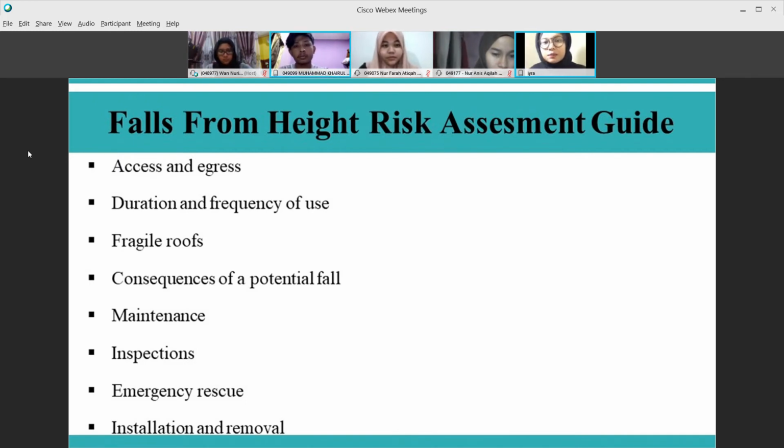From the risk assessment guide, we have here 7, which is access and egress, duration and frequency of use, fragile roofs, consequence of potential fall, maintenance, inspections, emergency rescue, and finally installation and removal.